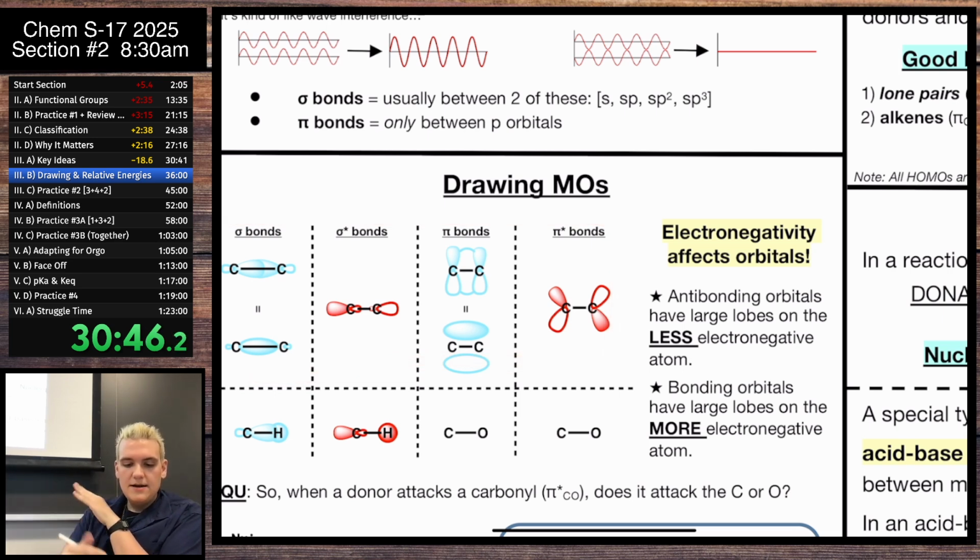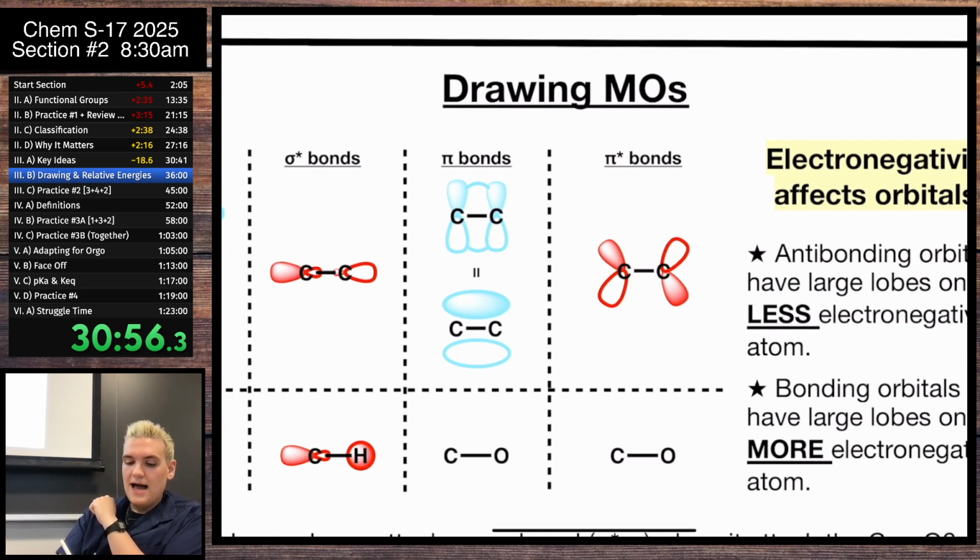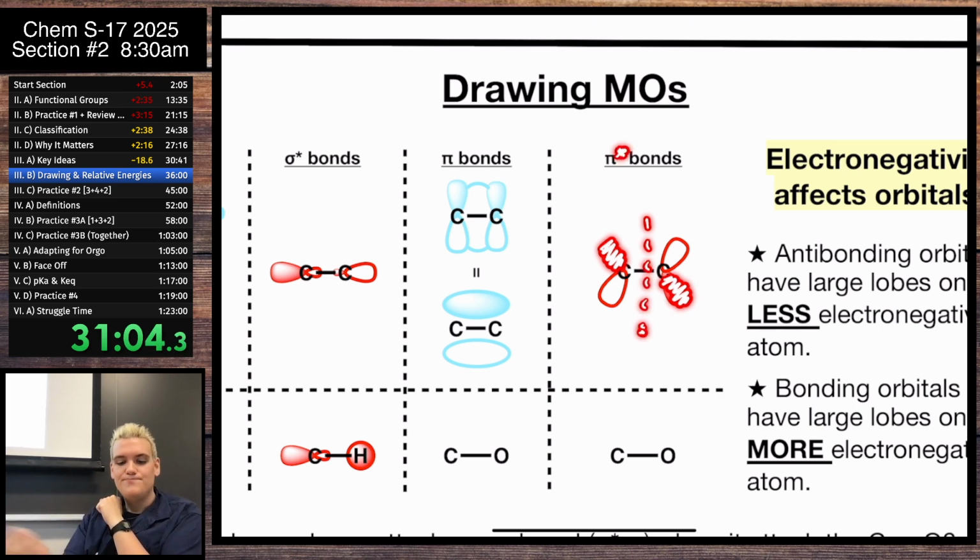And here, this is what the in-phase overlap looks like for a pi bond, a bonding molecular orbital, where they're shaded on the same side. And then if we want to show the out-of-phase overlap, so shade on the top of one and the bottom of the other, it creates an extra node here. This is our anti-bonding orbital, which we indicate with a little star.